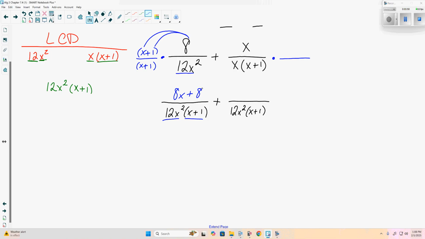Now, if we look at our other rational expression, the x plus 1 already matches up. However, we have x instead of 12x squared. So to get the x to become x squared, we're going to have to multiply the top and bottom by x. We're also going to have to multiply the top and bottom by 12. Because if we multiply the denominator, the x times x plus 1, by 12x, we do indeed get 12x squared times x plus 1. On top, x times 12x is 12x squared.